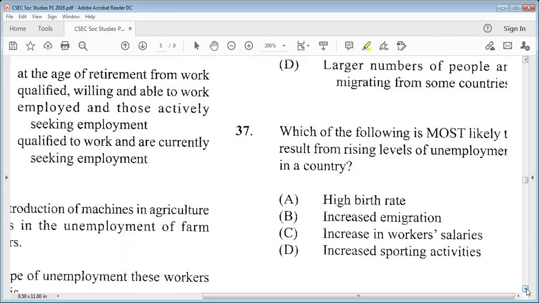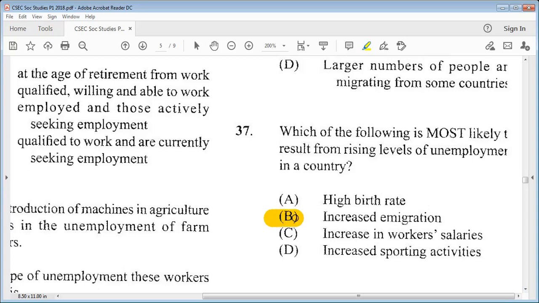Let's look at 37. Which of the following is most likely to result from rising levels of unemployment in a country? A, high birth rate. B, increased immigration. C, increase in workers' salaries. D, increased sporting activity. So this is a giveaway. Our answer would be B, increased immigration.